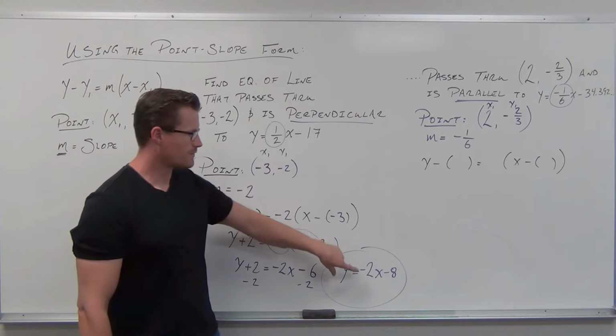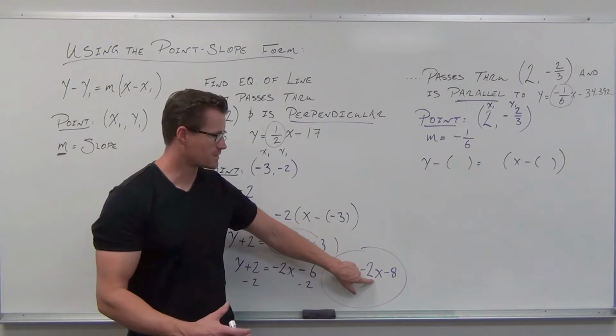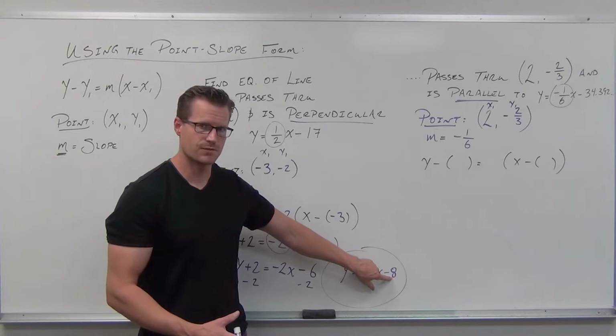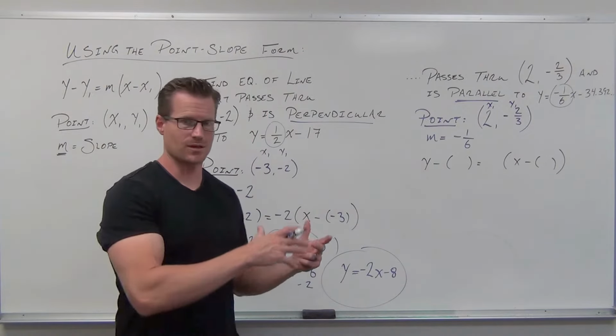So whatever I plug in for x, it better be giving me negative 2. Let's try it. Negative 3, so negative 2 times negative 3, that's a positive. Positive 6 minus 8, that's negative 2. Hey, I know I'm right. There's no question I'm right.